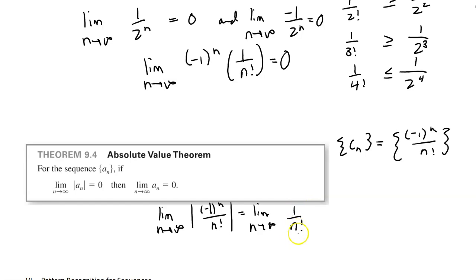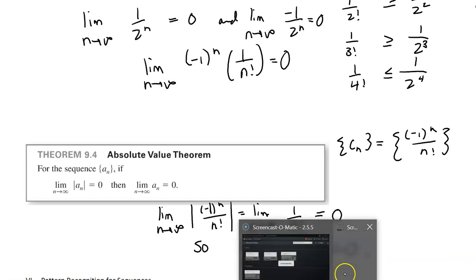And if you've got a fixed number over something that is growing infinitely large, and a factorial grows very, very quickly, you know that this is going to be 0. So that means that by theorem 9.4, the limit as n approaches infinity of our original c sub n is equal to 0, so it converges to 0. So you can use that in that situation as well.